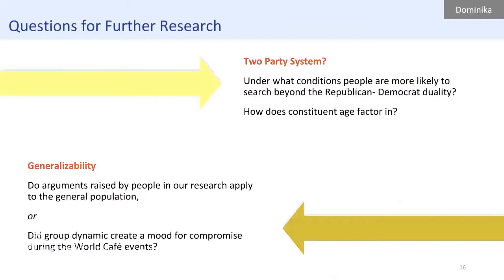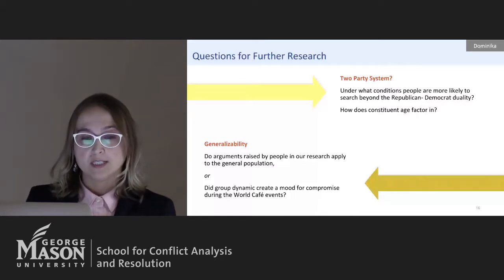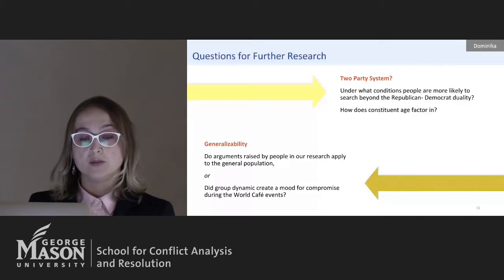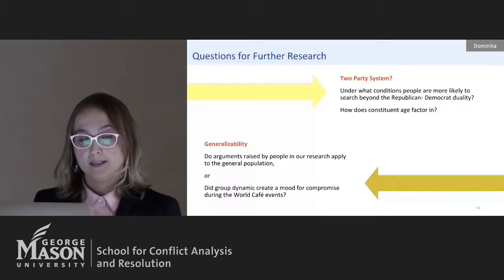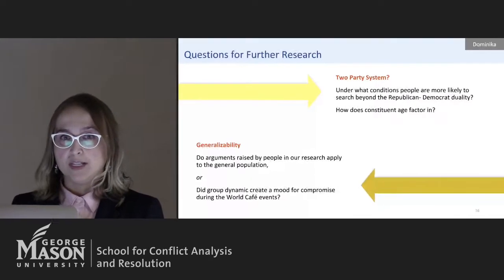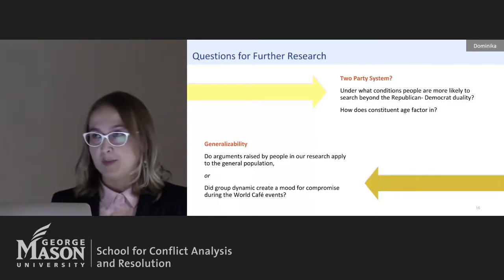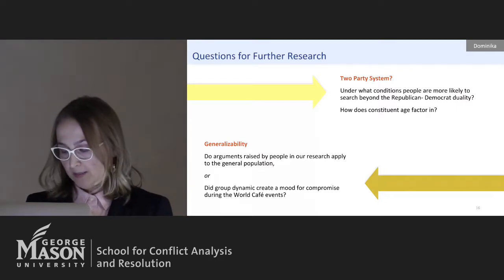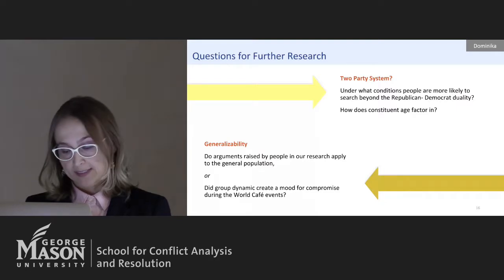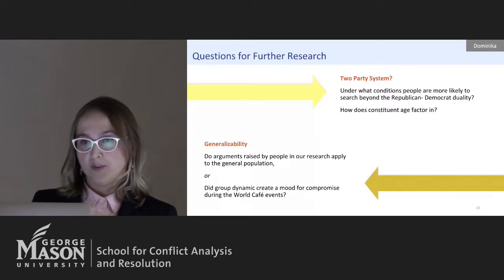To conclude the portion about values, there could be a couple of questions raised for further research. Do arguments raised by people in our research apply to the general population, or did group dynamic create a mood for compromise during the World Cafe events? Admittedly, our sample consisted of well-educated people, and our World Cafe events were conducted at the premises of the school, so we did not probably reach a cross-section of society. However, we consistently obtained similar results during the first and second event.